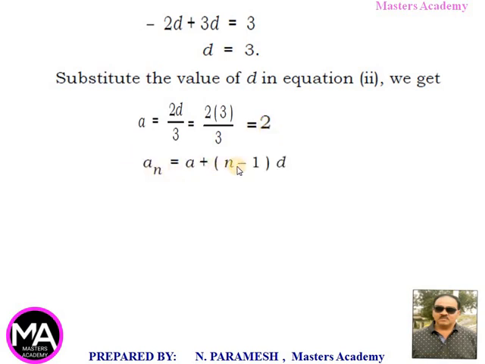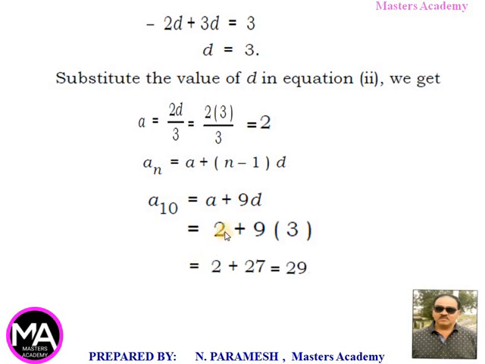a_n is equal to a plus (n minus 1) into d. a_10 is equal to a plus 9d, where a is 2 and d is 3, which is equal to 2 plus 9 into 3, which is 27. 27 plus 2 is 29. Therefore, the 10th term is 29.